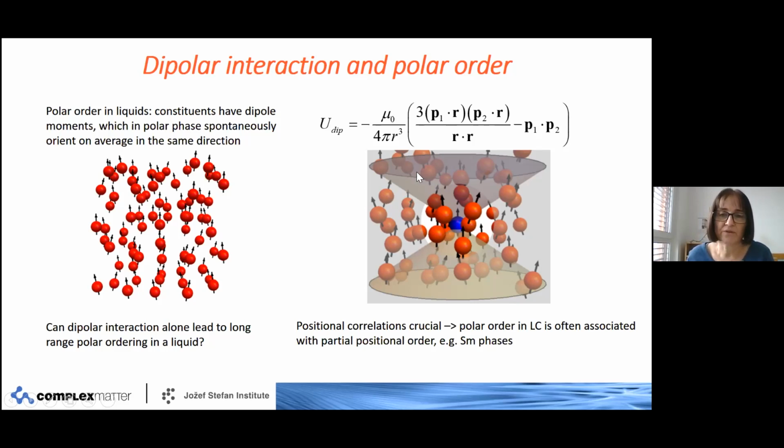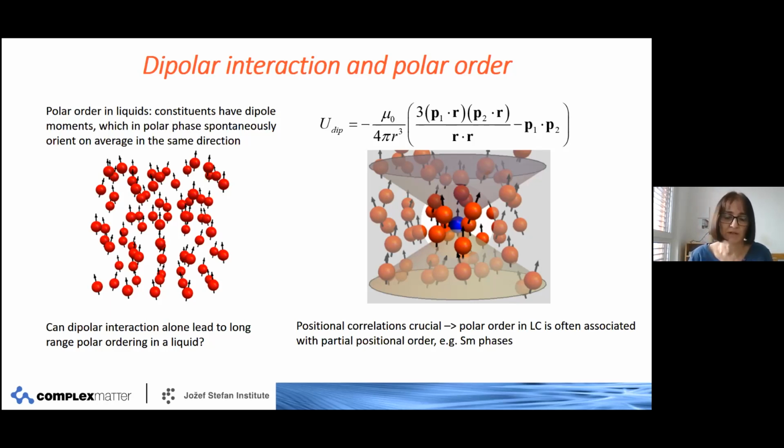Only constituents in one-third of the space, which is denoted here by these two cones, make the field at this position such that it favors the polar orientation, while all the others in the two-thirds of the space will make the field which is in the opposite direction. And this shows that the correct positional correlations are crucial for the appearance of polar order in a liquid. And that is also the reason why polar order in liquid crystals is often associated with partial positional order, for example, in smectic phases.